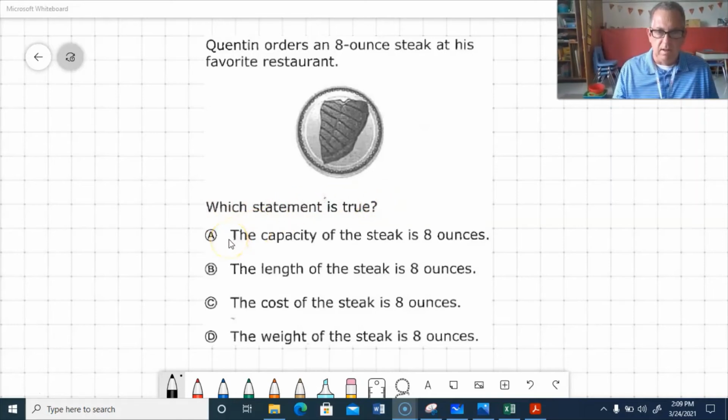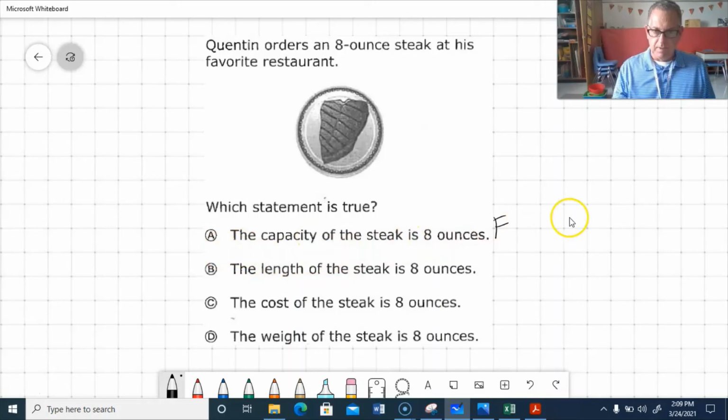So answer choice A, the capacity of the steak is 8 ounces. Is that true or false? I'm going to say that's a false statement because steaks don't hold stuff. Typically, when we talk about capacity, we're talking about a fluid measurement.